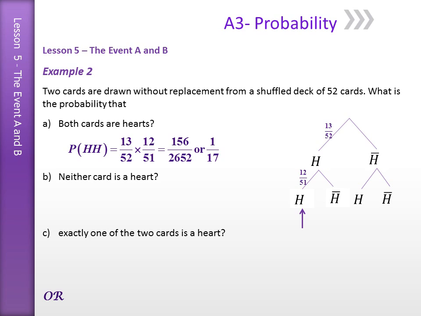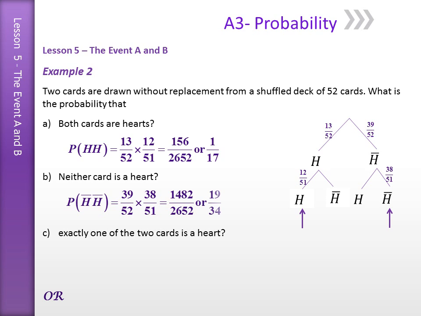Now we're going to do the line of neither card is a heart. So H bar, and we have 39 cards that are not hearts, so that would be 39 over 52. We've lost one of those cards and we've lost a card in the deck, so we'd multiply that by 38 over 51. We do the multiplication, we get 1,482 over 2,652, and this can be reduced to 19 out of 34.